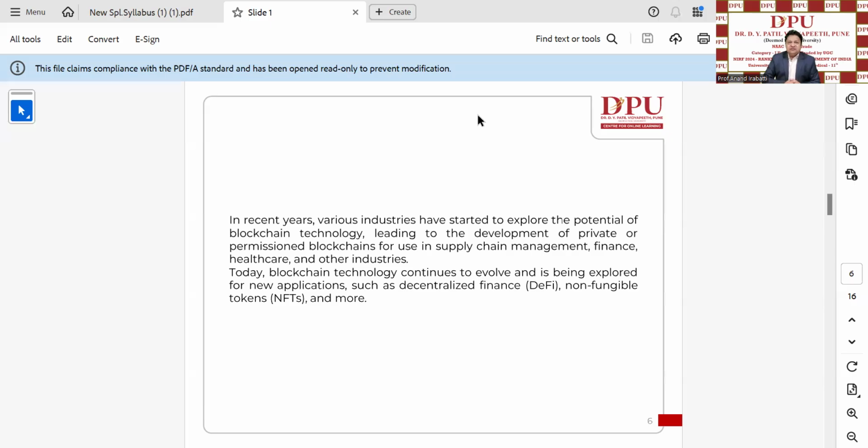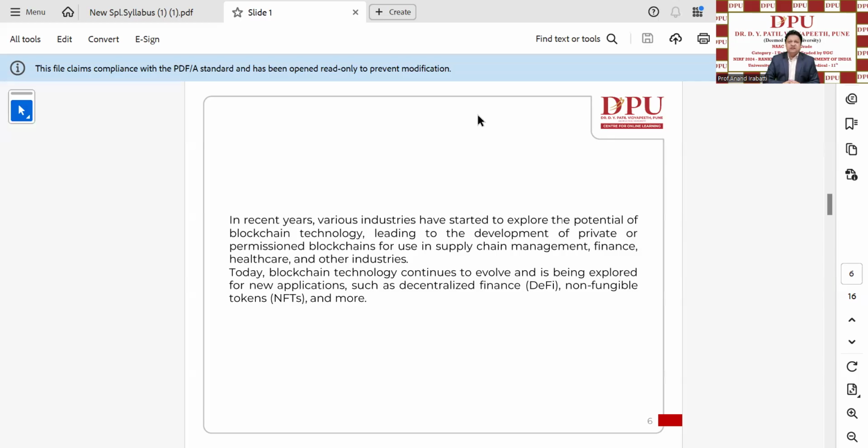And in recent years, various industries have started to explore the potential of blockchain technology, leading to the development of private and public blockchain platforms for use in supply chain management, finance, healthcare, and other industries as well. So today, blockchain technology continues to evolve. Still, it has been evolving, and that day is not far away when we will find blockchain in every application.